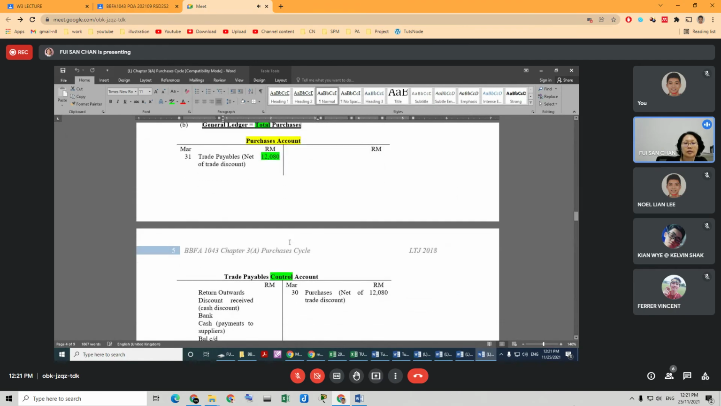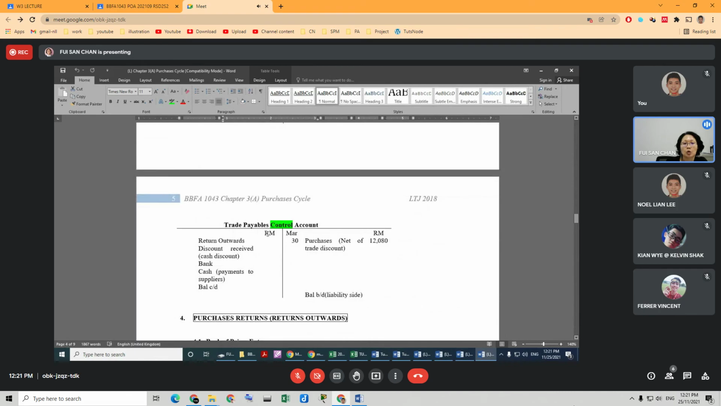Now, payables control. Let's say you have 3 suppliers. You add supplier A, B, C all together and put it into your trade payables control account. So a control account is where you group all your suppliers together. You have 3, group all 3. You have 2, group all 2.